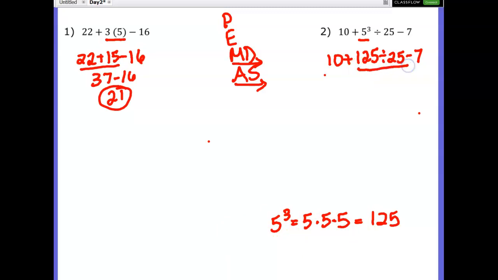We then are going to do multiplication and division. We don't have any multiplication in the problem. We're going from left to right anyway, and we see we've got 125 divided by 25. So that's going to be equal to 5 minus 7. We go from left to right here because we only have addition and subtraction. 15 minus 7, we get our final answer of 8.